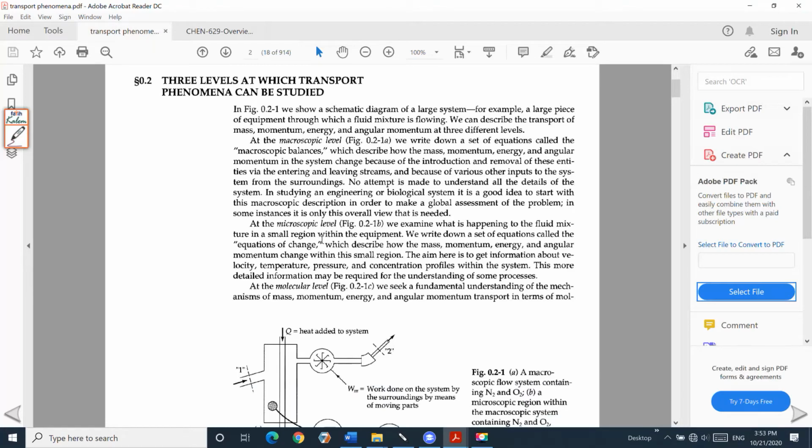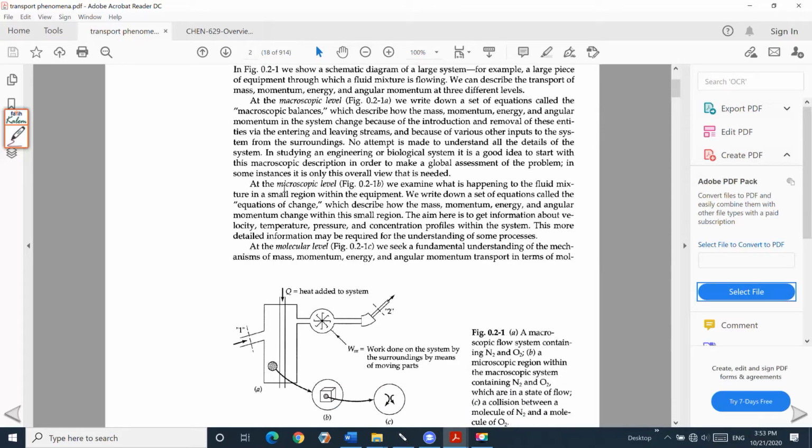And basically, as I said before, there are three levels the transport phenomena involve. The first one is the macroscopic level. In this level, the set of equations is called macroscopic balances, described and derived for the mass, momentum, energy, and angular momentum of any system described by the control volume and control surface and the interaction between itself and its surroundings.